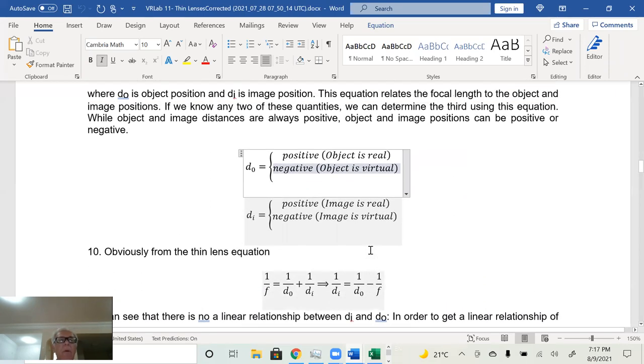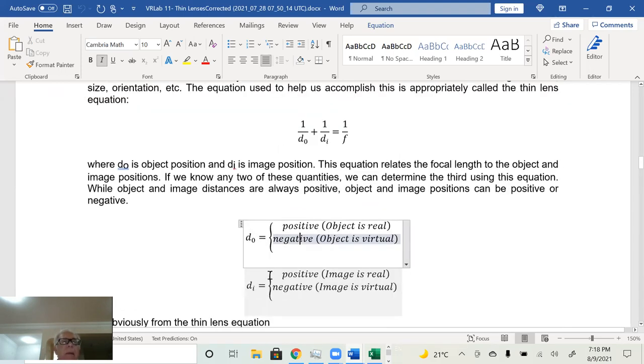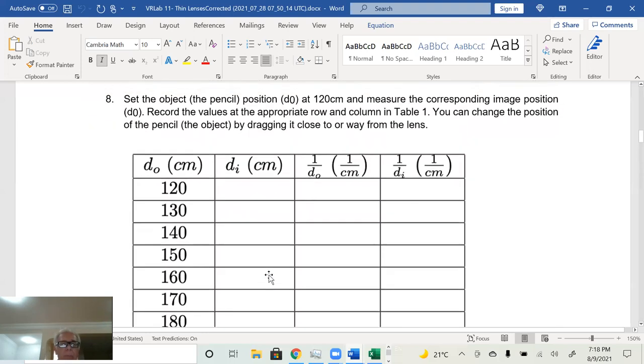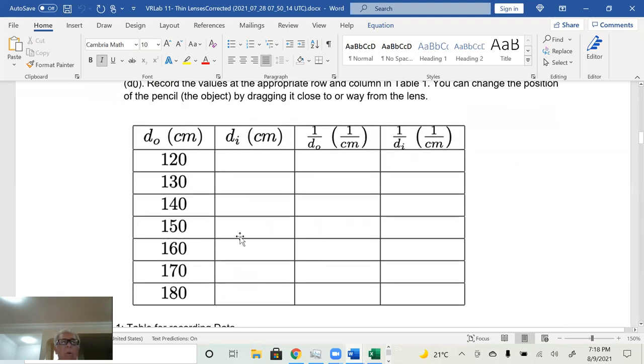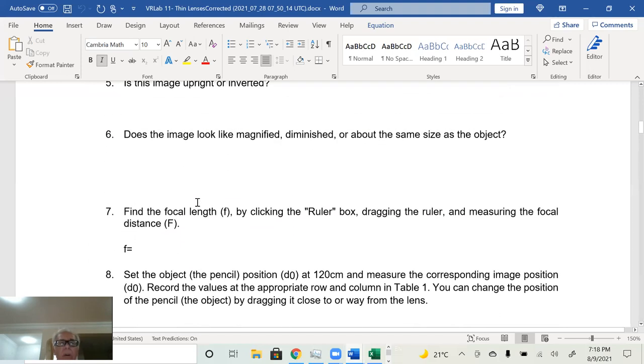Okay, so if you want to know the position of the image, you have to know the position of the object and the focal distance. Let's see here. Let's do this table that you see right in here. We're going to position the object at different positions, and we are also going to set the focal length of this object.